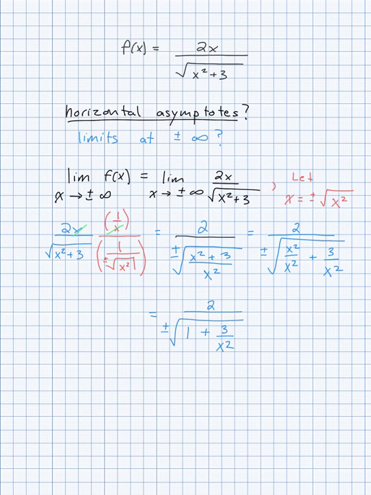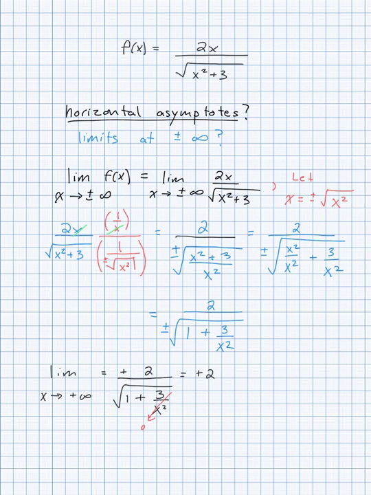And the important thing here is that when we take the limit, I'll split it up this time. The limit as x goes to positive infinity is plus 2 over the square root of 1 plus 3 over x squared. So I'm going to take the positive value of the square root. And so as x gets really, really big, 3 over x squared gets small and approaches 0. And so the limit approaches 2 over the square root of 1, or simply positive 2.